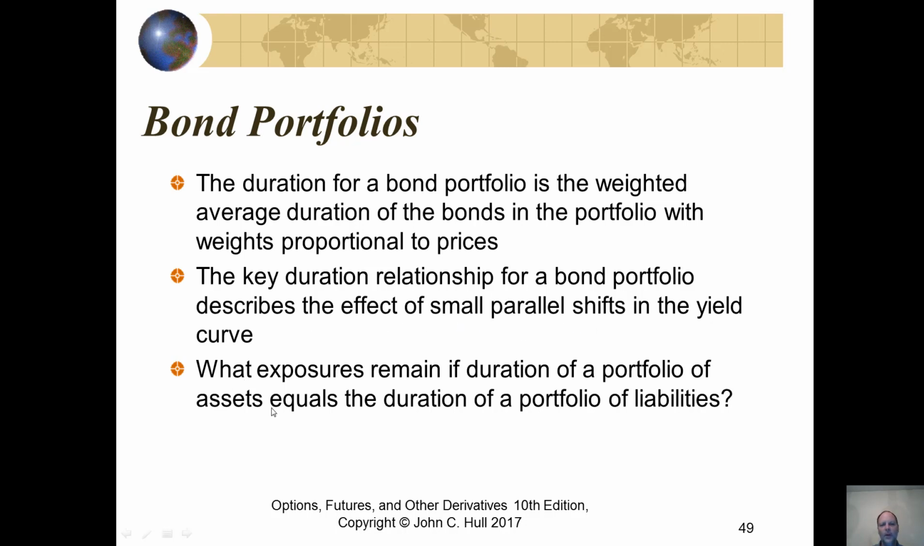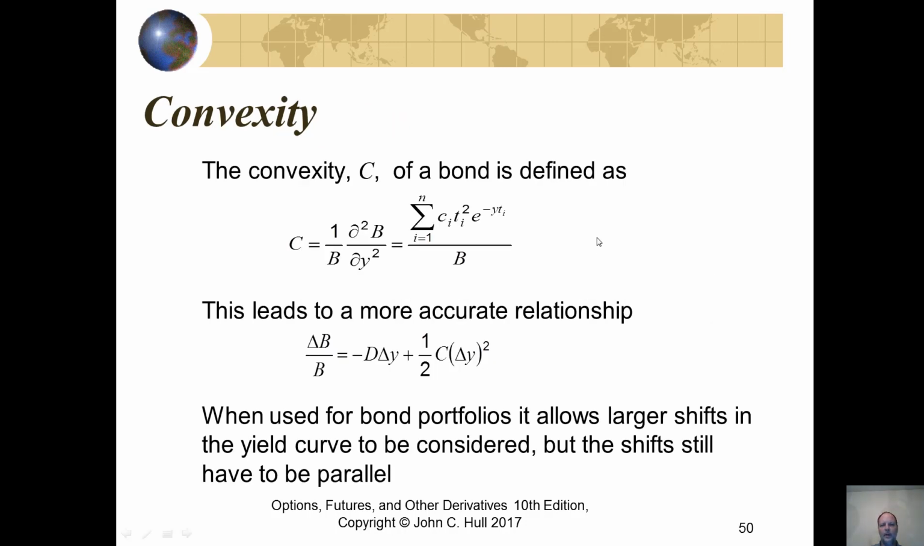As mentioned, it is a common technique to limit risk to try and match the duration of your assets and liabilities. Well, what exposures remain if the duration of a portfolio of assets equals the duration of a portfolio of liabilities? One that remains is the convexity. Another risk that would remain would be that resulting from a non-parallel shift in the yield curve.